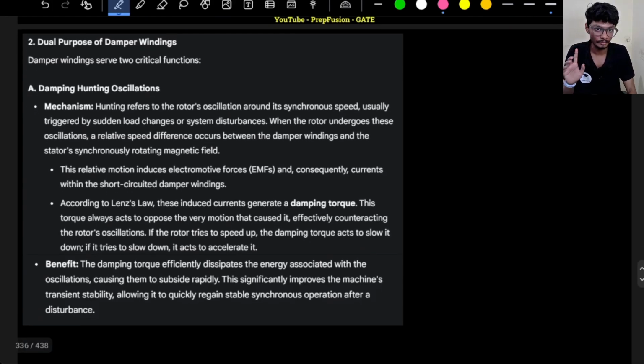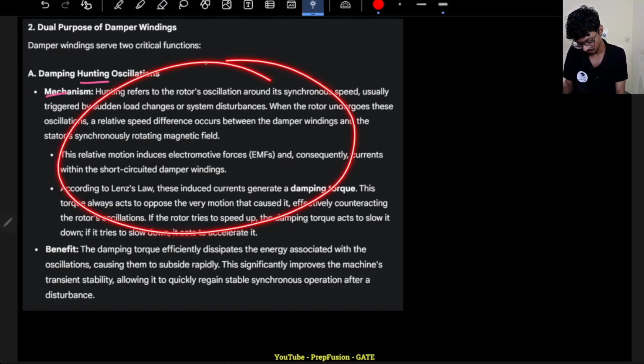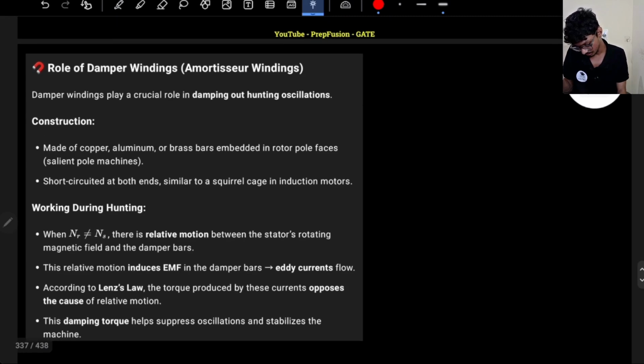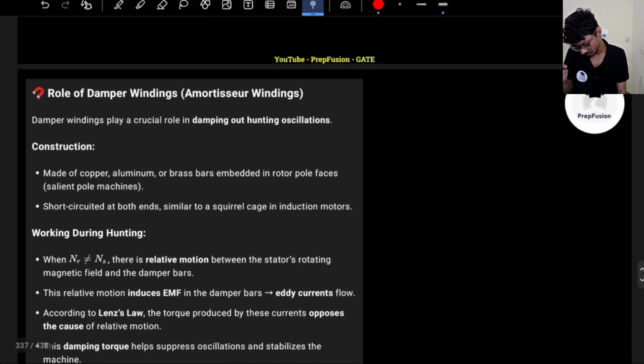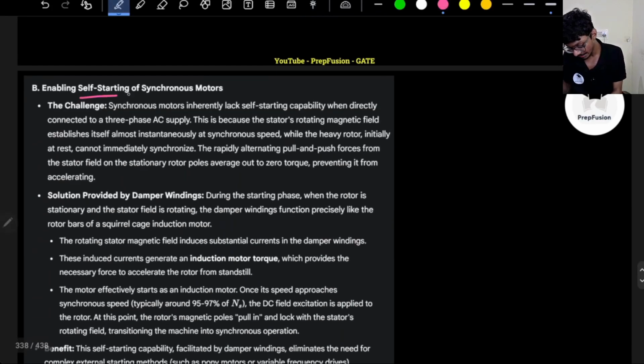So there are dual purposes of damper windings actually. What are those dual purposes? The first purpose is to remove the oscillations, the hunting oscillation mechanism. This we already know; I have already discussed how it removes the oscillations. The second one is starting. How the damper winding works, all these things I have already explained, so I am not reading it. Now the second one is to enable self starting.